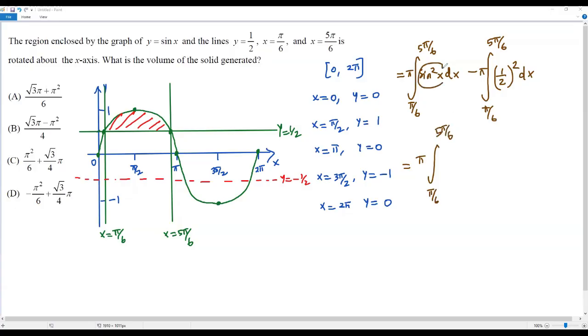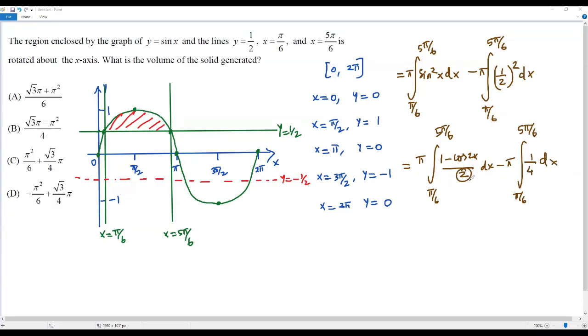So how do we integrate sin square? For that, we have to use the cosine double angle identity in trigonometry. So we know that sin square x equals (1 minus cos 2x) divided by 2, dx, minus, and here pi times pi over 6 to 5 pi over 6. And when I take the square of 1 over 2, it will be 1 over 4 times dx.